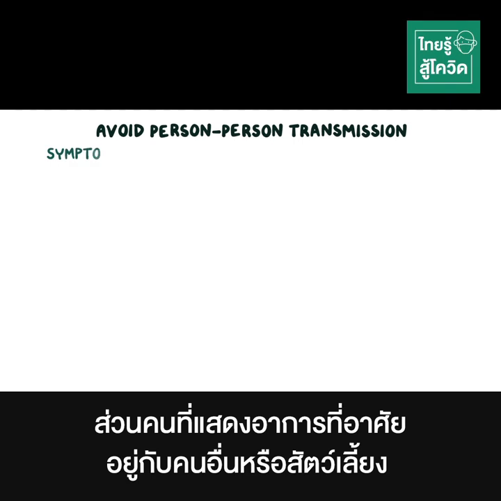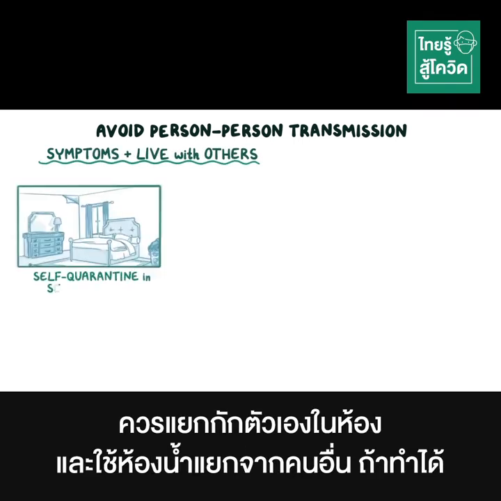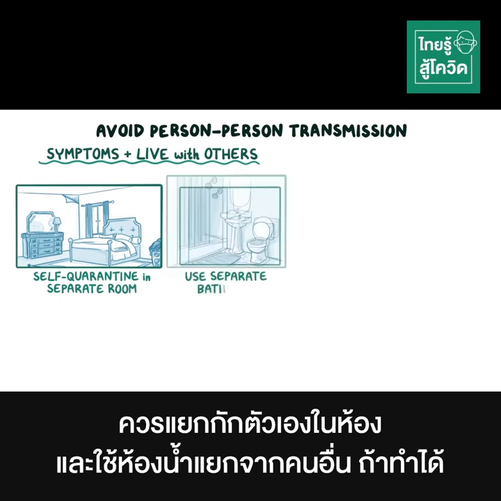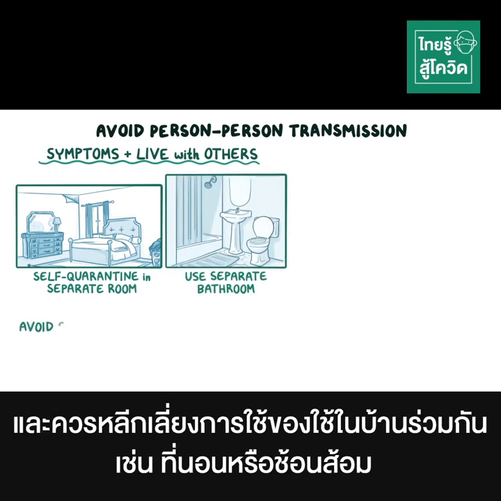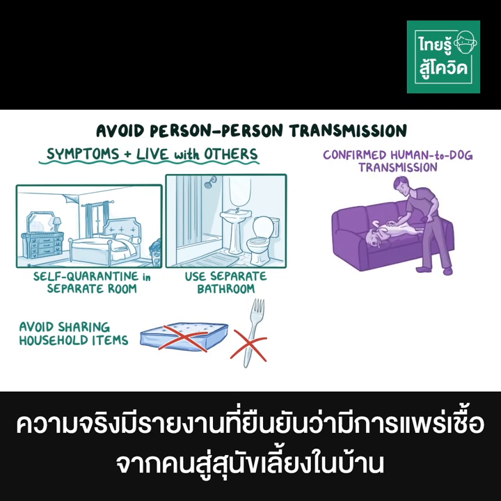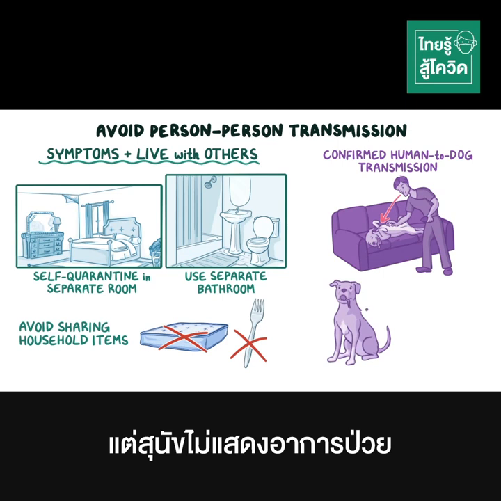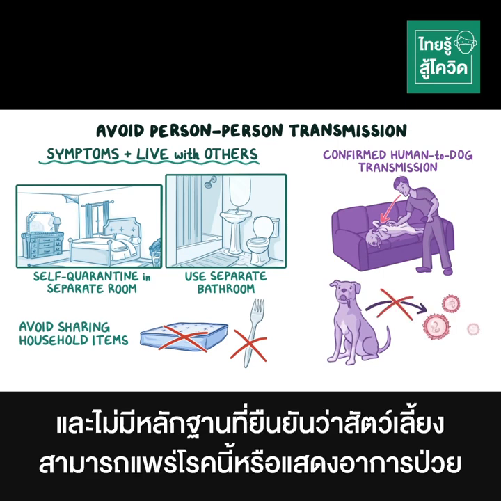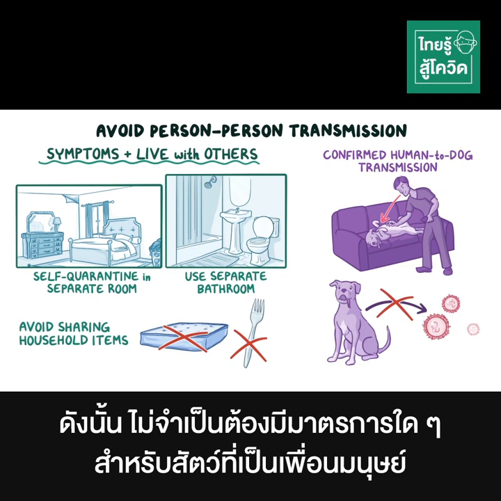For people with symptoms that live with others or even with pets, they should self-quarantine in a separate room and use a separate bathroom if possible. And they should avoid sharing household items like bedding or eating utensils. In fact, there has been a confirmed case of human-to-dog transmission, where COVID-19 went from a person to their pet dog. However, the dog didn't get sick, and there's no evidence that pets can spread this disease or become sick, so it's not necessary to take measures against companion animals.